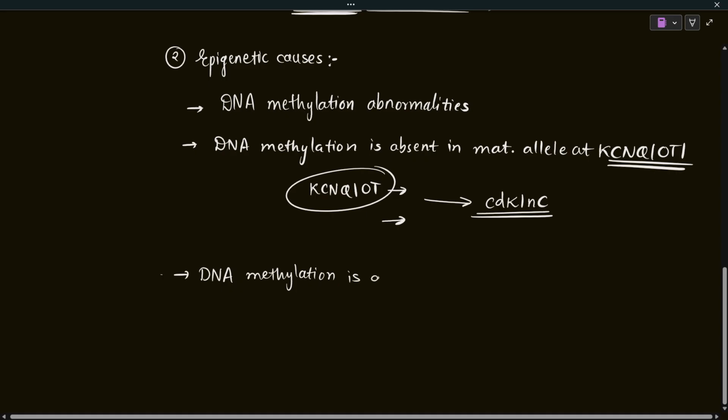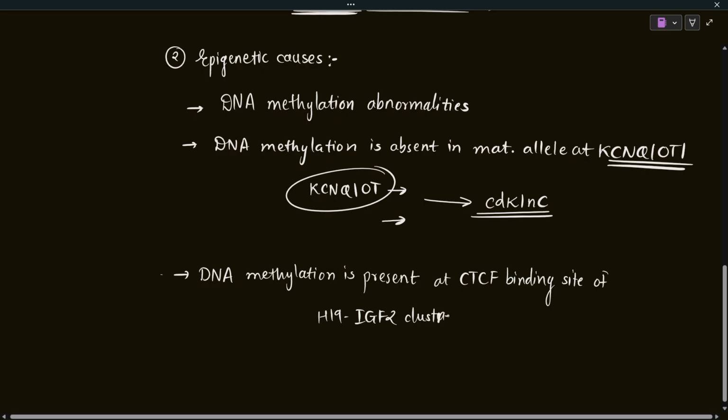Or consider DNA methylation at a CTCF binding site. No, let me rephrase: if DNA methylation is present at the CTCF binding site of, let's say, the H19 IGF2 cluster.